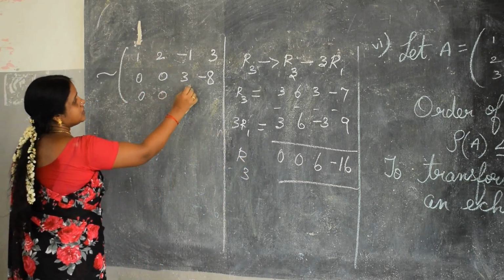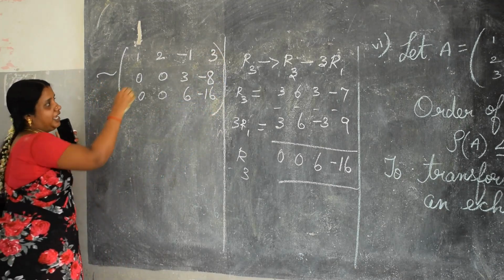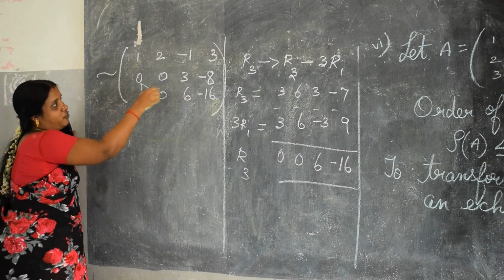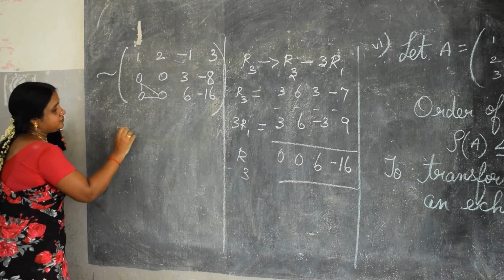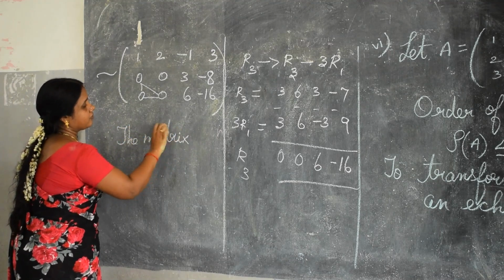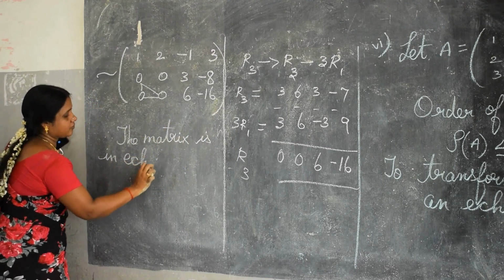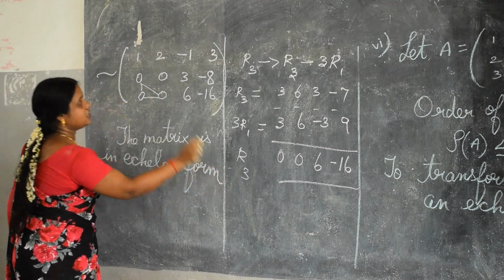This is our matrix. Now we got the echelon form of the matrix. See here, all the zeros form a triangle shape. We got 1. Therefore, now the matrix is in echelon form. How you have to write the answer means you have to write the non-zero values. Here what are all the non-zero values?